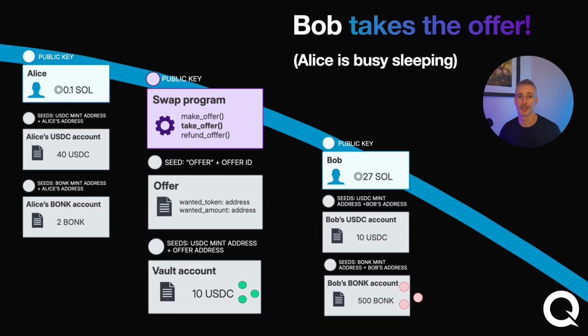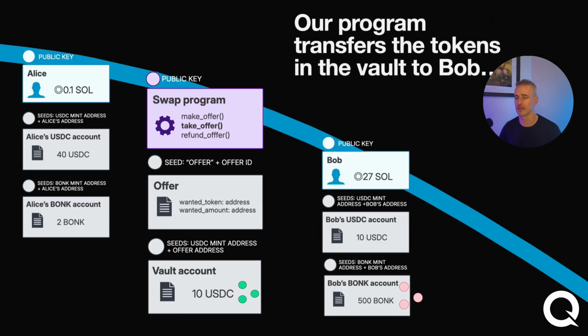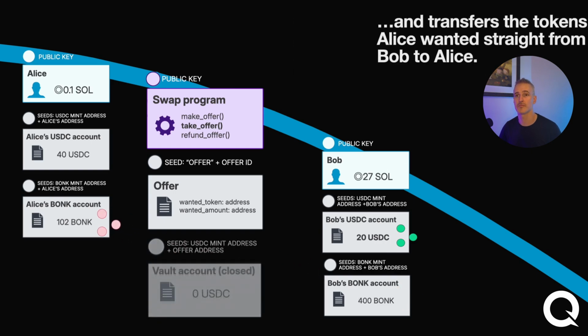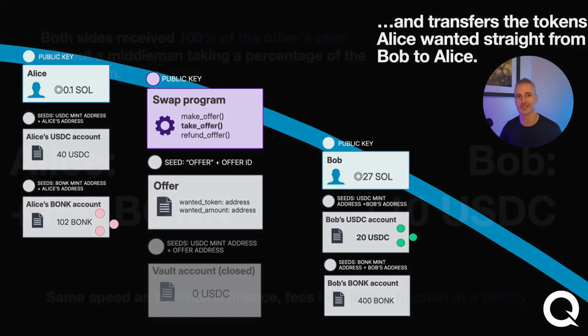Guess what? We're going to make take offer now. So let's quickly review what take offer does. Take offer is run by the person who wants what's being offered, in this case Bob, and it's going to do two things. The first is move the tokens from the vault to Bob's token A account, which is where he stores the tokens that match what's being offered. The second thing is move the tokens that Bob is sending in return straight from his token B account to the maker's token B account, in this case Alice's token B account. Alice now has the tokens she wants and Bob now has the tokens that he wants.